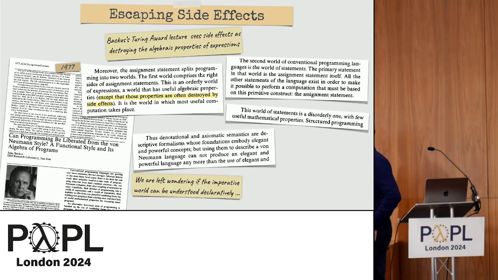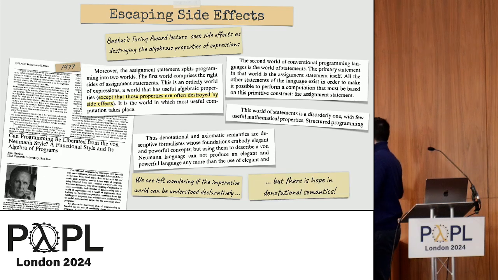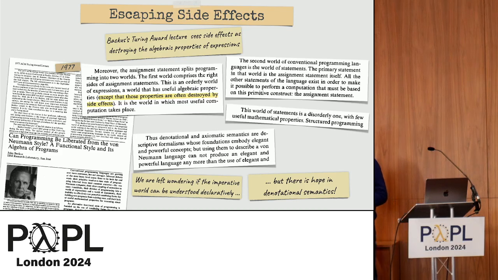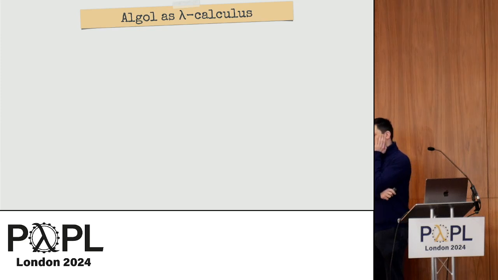And so, although it seems like we're left thinking that in an imperative world there's no hope, what we'd like is to see that maybe there's going to be a denotational semantics for the imperative world, and maybe there we'll see some reasoning principles come back in. So how do we get to denotational semantics for imperative languages? Well, I think the beginning is somewhere to do with the relationship between ALGOL and the lambda calculus.